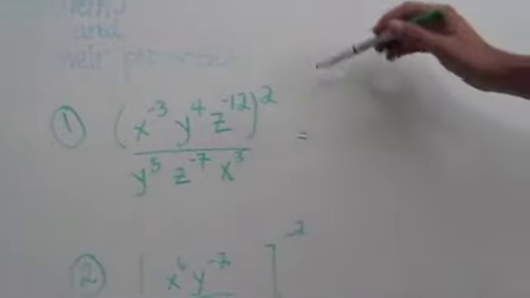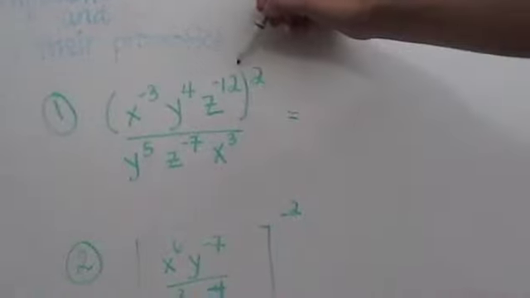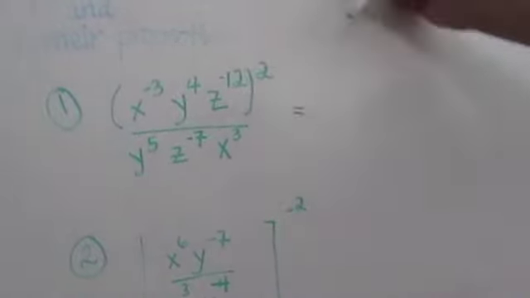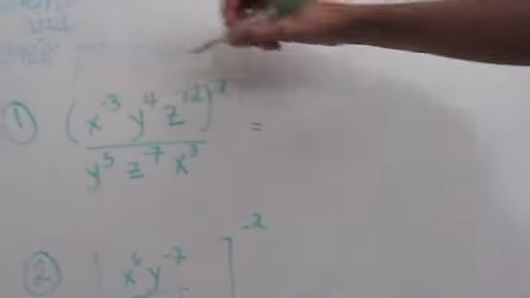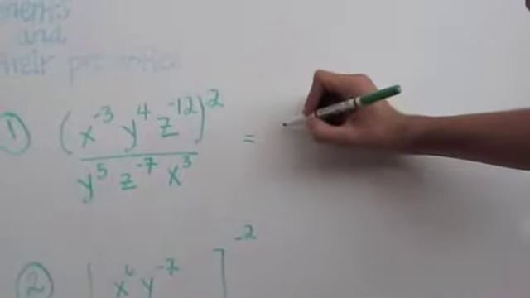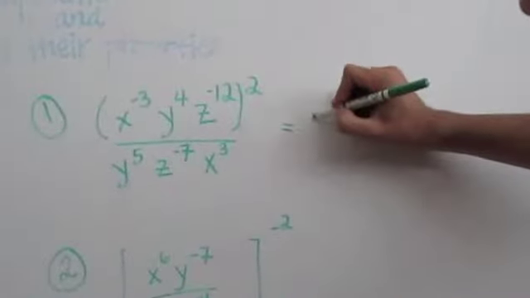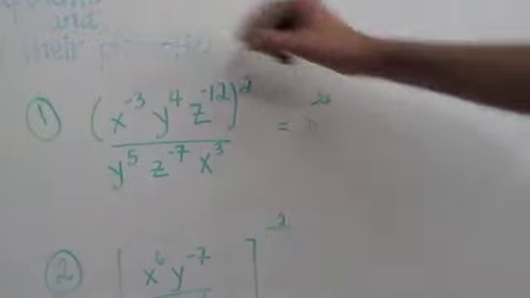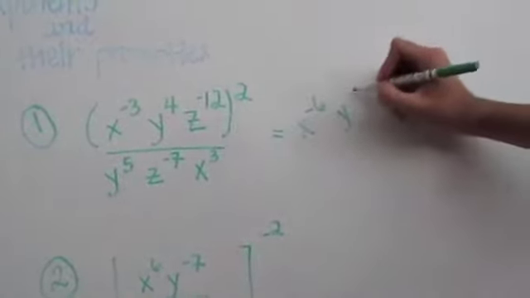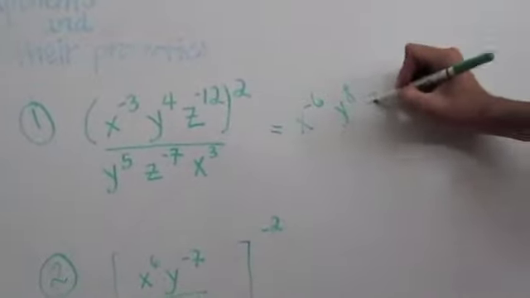An easy way is to first distribute this 2 to each one of these. So what do we say raising an exponent to a power is? We're going to multiply it. That's what it is. So x to the negative 3 squared is x to the negative 3 times 2, so x to the negative 6. Y to the 4th squared is 4 times 2, 8. Z to the negative 12 squared is z to the negative 24.